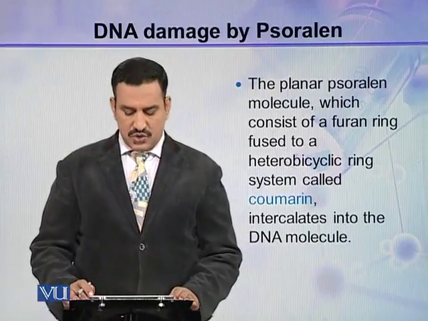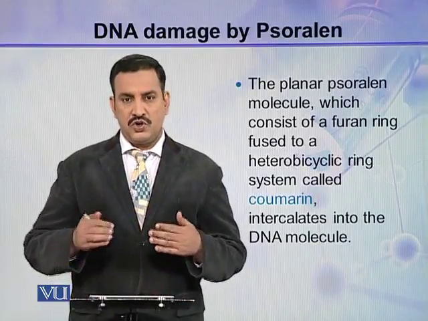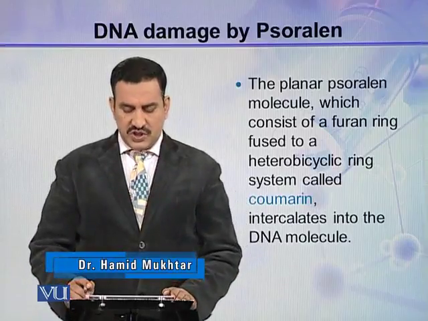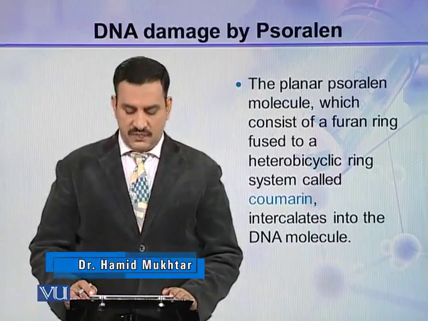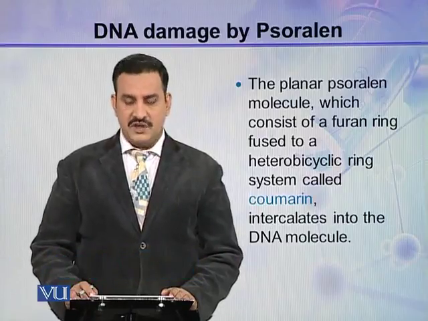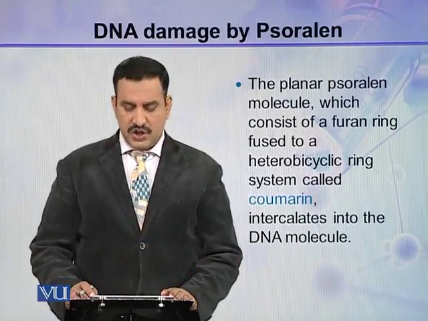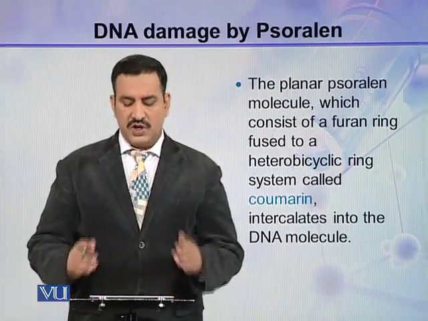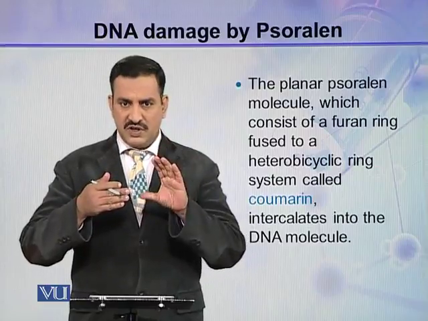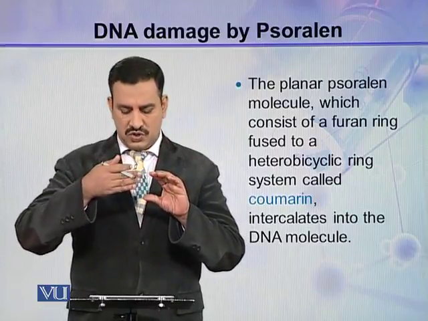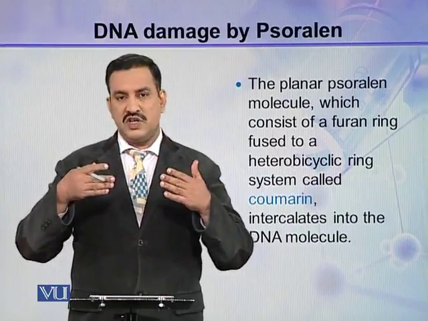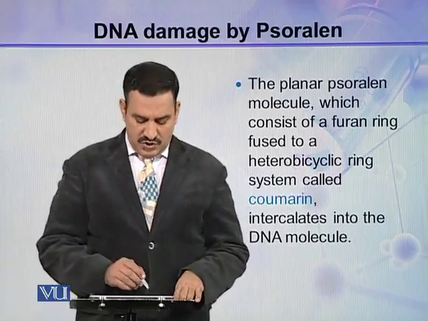The psoralen molecule is a planar molecule. It exists in a single plane, which consists of a furan ring fused to a heterobicyclic ring system called coumarin. It intercalates into the DNA molecule. So it is a planar molecule and it consists of one furan ring and two more rings which are called coumarin, and these three rings intercalate into the DNA molecule.